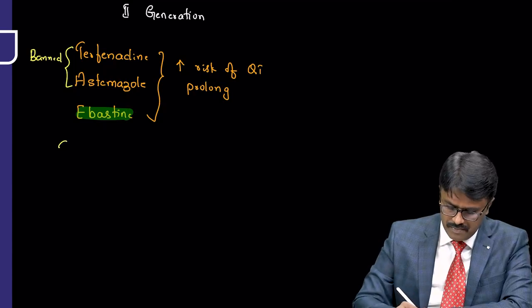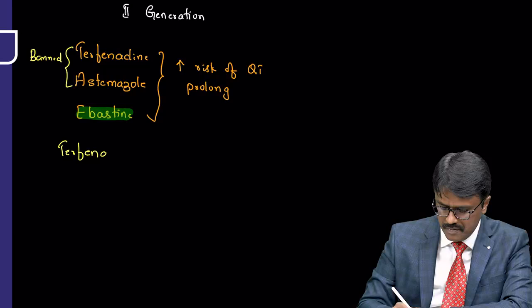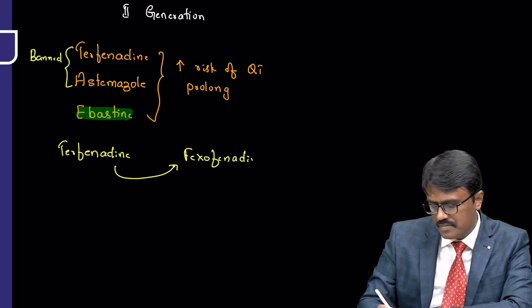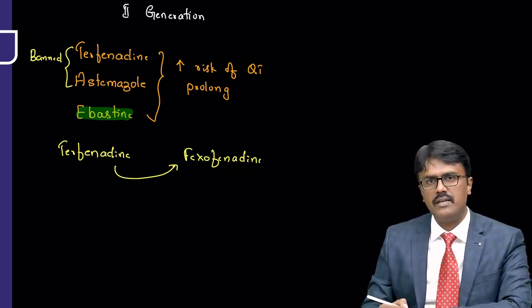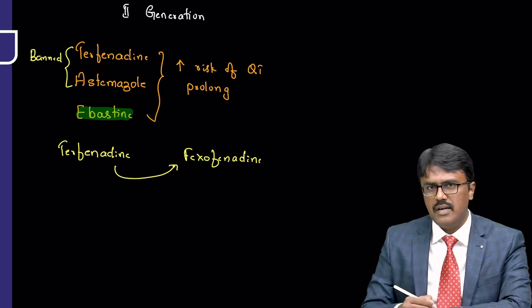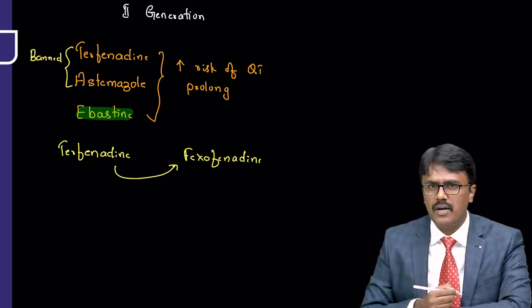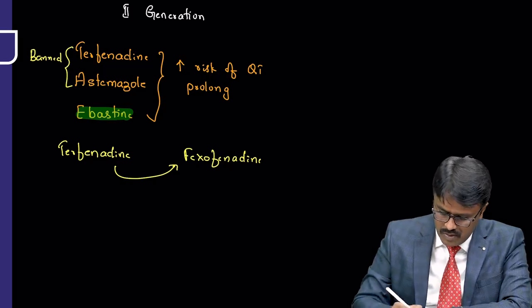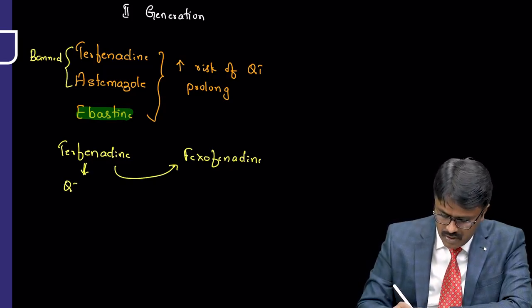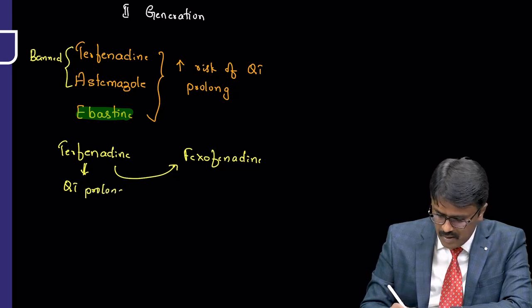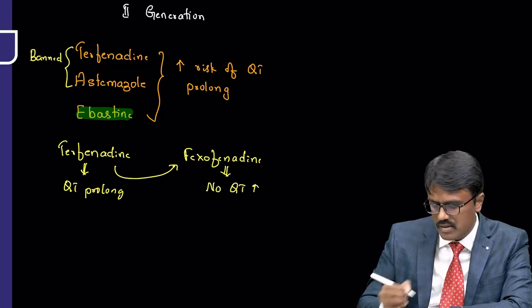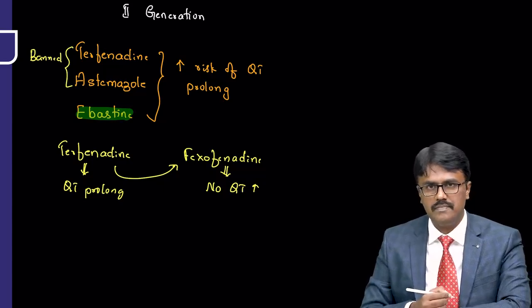Now terfenadine, after metabolism, will give rise to a drug called fexofenadine. Now the question is, is terfenadine a pro-drug? No. Terfenadine is also active, fexofenadine is also active. The difference is that terfenadine can cause QT prolongation, but fexofenadine will not produce that. No QT prolongation with fexofenadine. So you can use it.